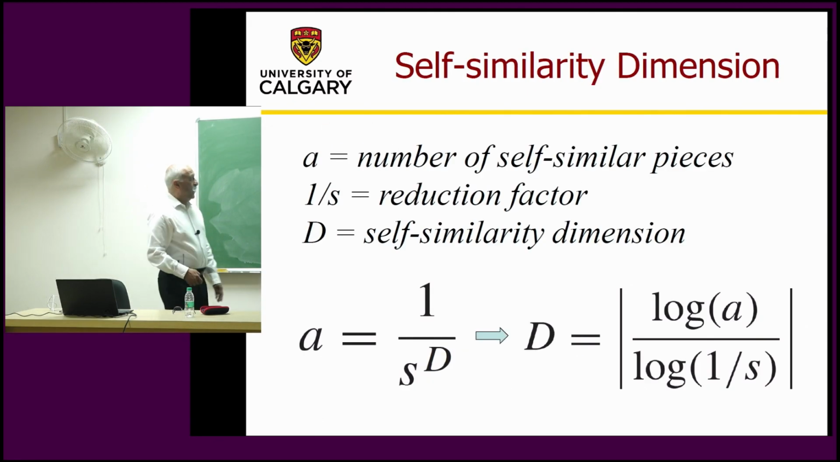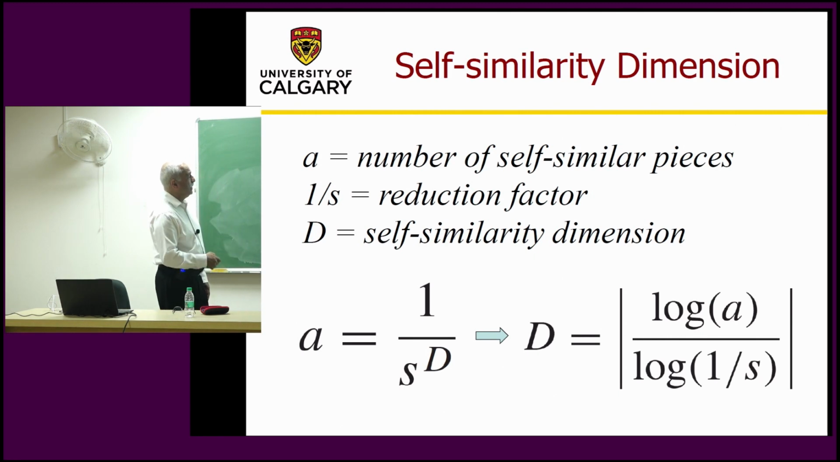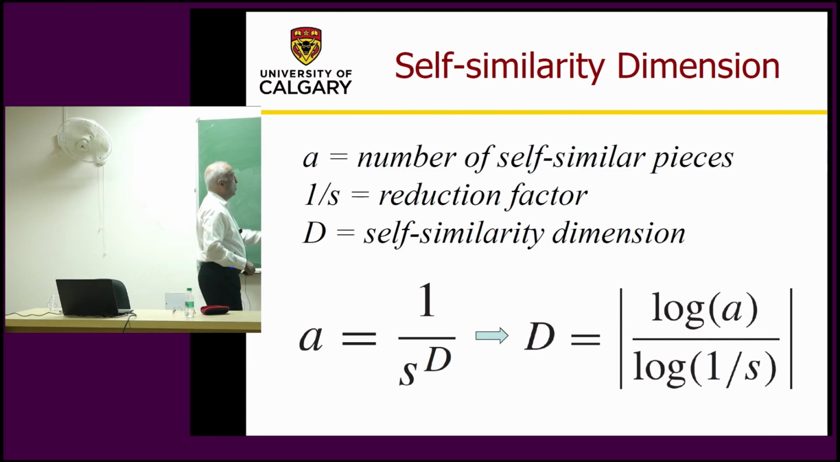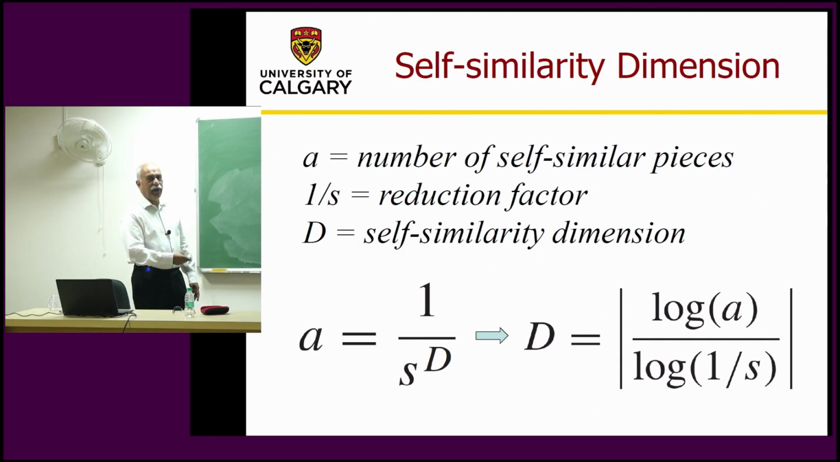Self-similarity dimension is defined using the number of self-similar pieces in this pattern. 1 over S is the reduction factor, S is the scale factor, D is the self-similarity dimension. The formula is A is equal to 1 over S to the power of D, and take log. D is log A over log 1 over S, or minus log S. So that's the definition of self-similarity.